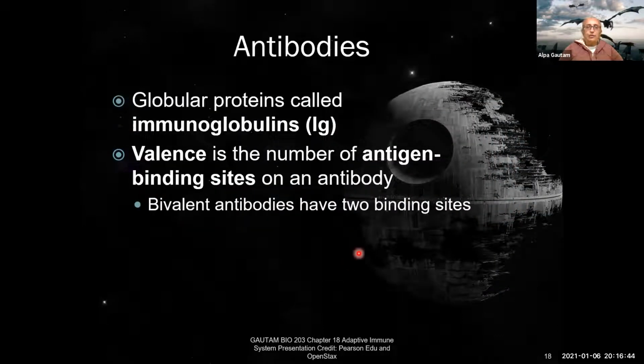So antibodies are molecules that are produced by B cells and released into plasma. They're actually called immunoglobulins because they are immune proteins. They're large proteins, so they're globulins, and they're called immunoglobulins because they're part of the immune system and produced by immune cells.